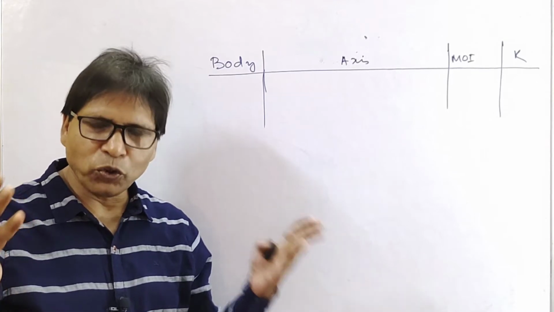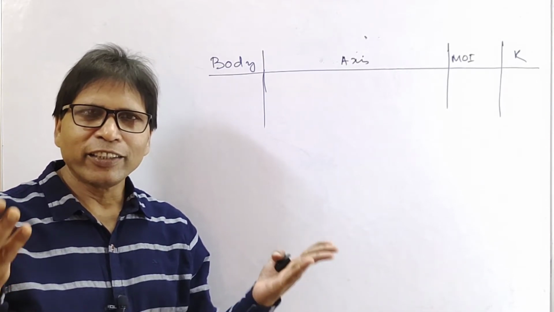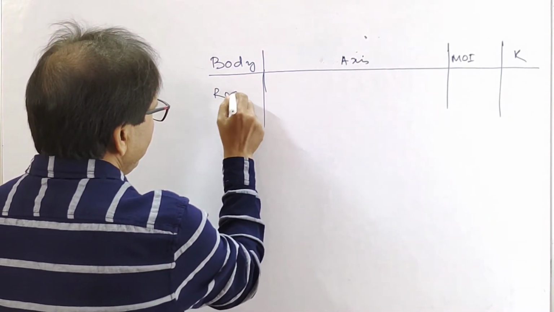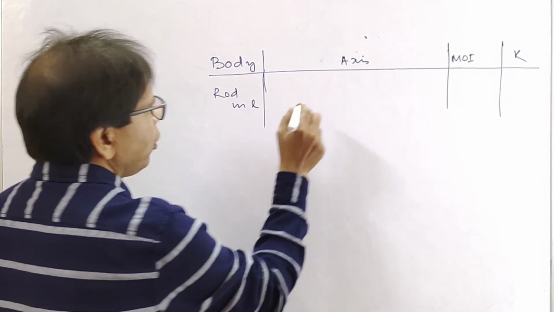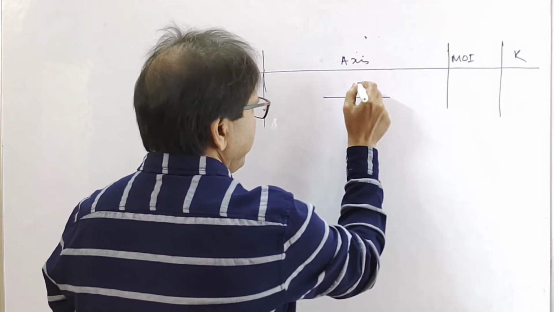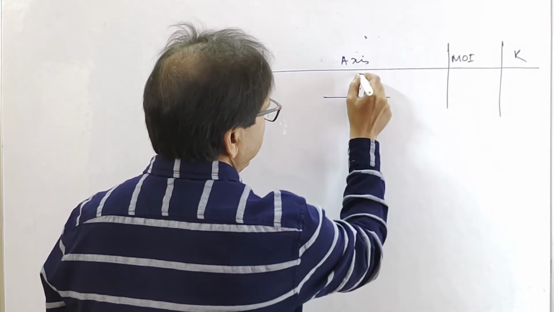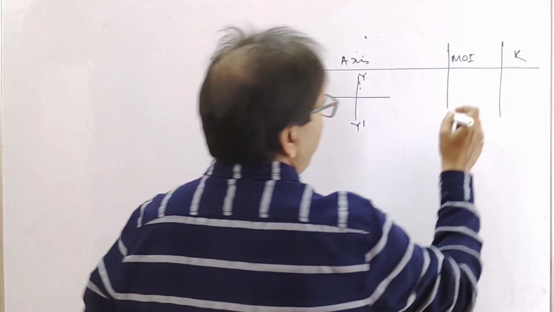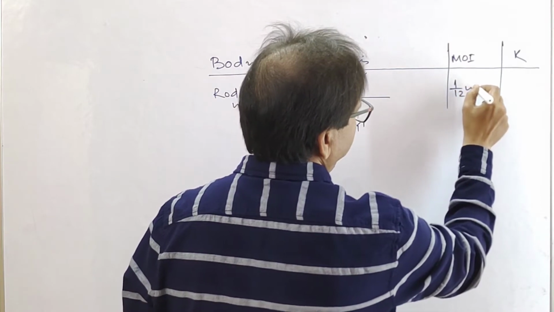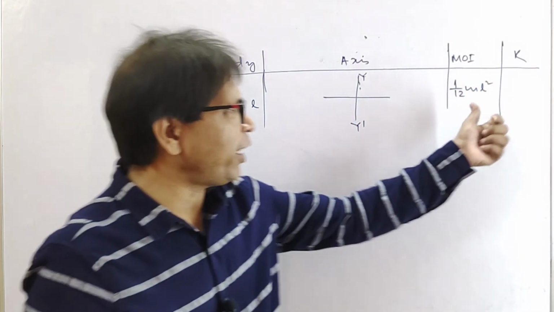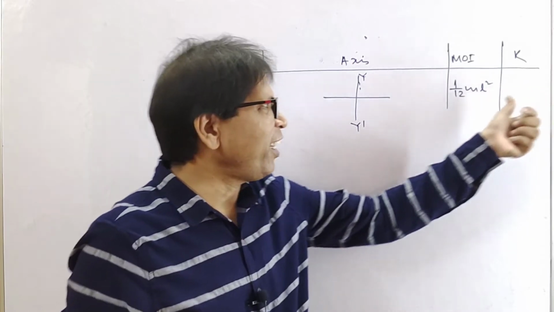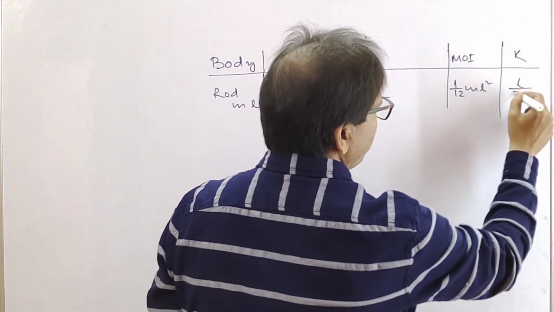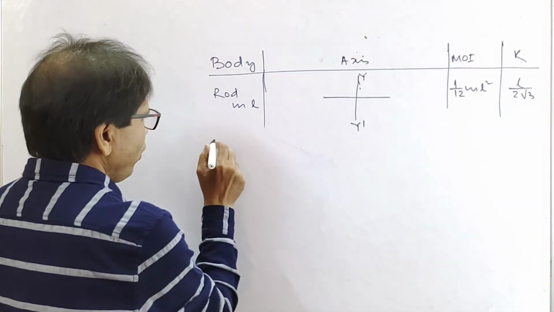Now we show the moment of inertia of some bodies. First of all, a rod of mass m and length l, and the axis is normal to the length and passing through the center. Here y dash is the axis, l is the length and m is the mass. Its moment of inertia is 1 by 12 m l square. Now what is the radius of gyration? m k square is equal to 1 by 12 m l square, so k equals l by 2 root 3. Now, ring.